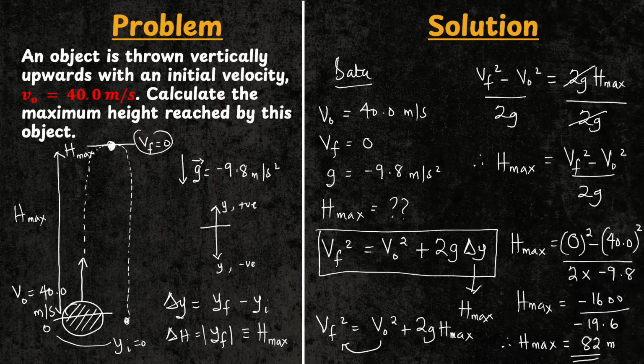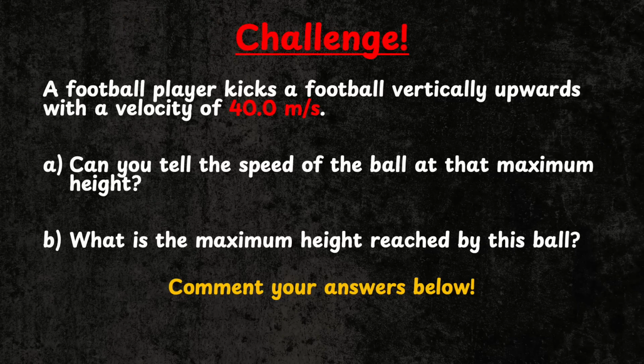Great. All right. As usual, I do leave you with a challenge to give you hands-on experience with what we've learned so far. So I have a challenge for you, and the challenge is a football player kicks a football vertically upwards with a velocity of 40.0 meters per second. A, can you tell me the speed of the ball at the maximum height? B, what is the maximum height reached by this ball?